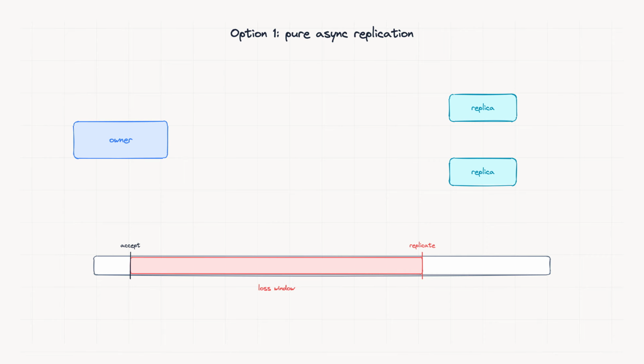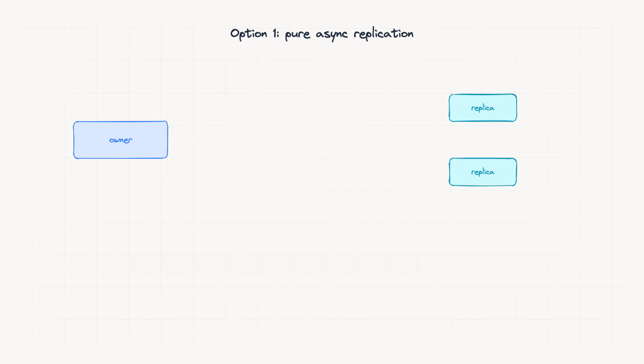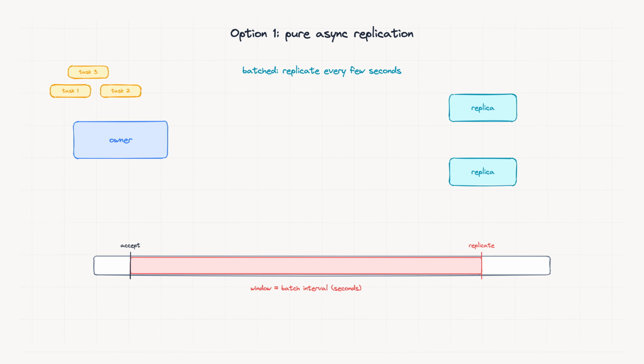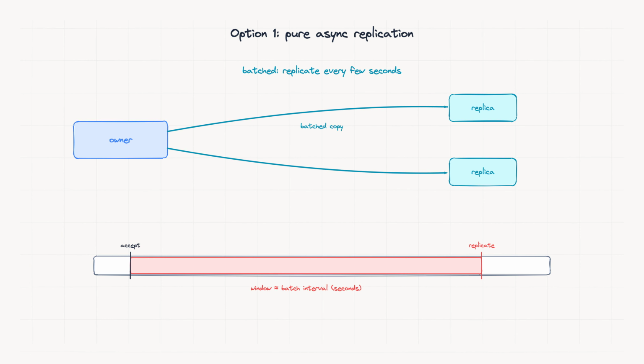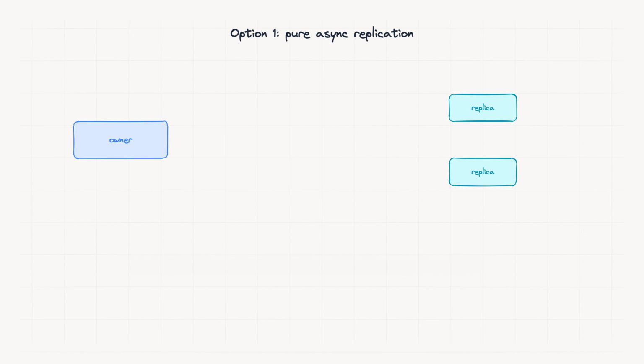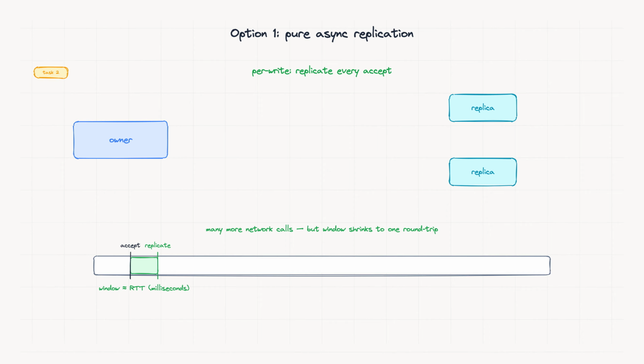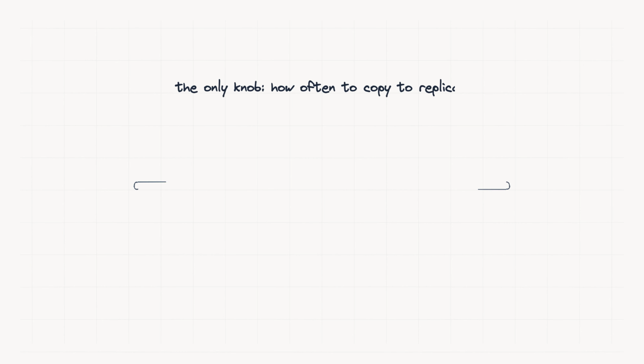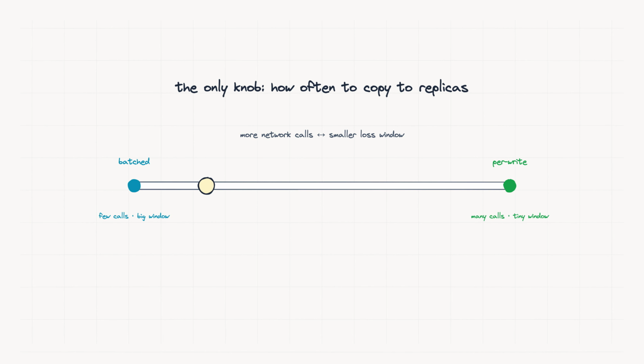So the choice inside option 1 is just how long that delay is. If you ship updates in batches every few seconds, the window is a few seconds. And if the owner crashes between batches, every task it accepted in that gap is gone because the replicas never got them. If instead you fire a network call for every single write, the window shrinks to one round trip, milliseconds. But every accept now costs you extra network traffic. The trade-off is straightforward. More network calls, smaller window. Either way, the long tail takes the hit on whatever falls in the gap.